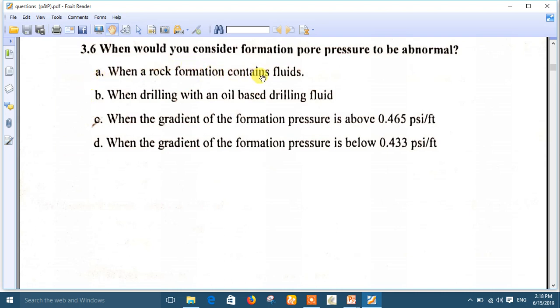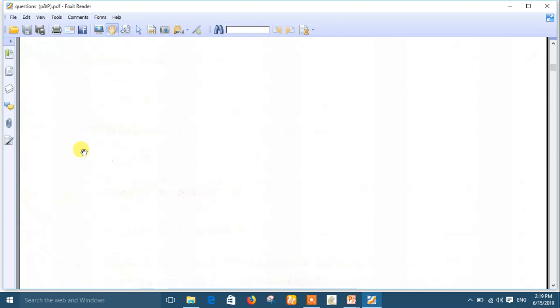When the rock formation contains fluid, has no meaning. When drilling with oil-based mud, has also no meaning. When the gradient of the formation pressure is below 0.433, this is also not the right answer. This is not the right answer. So the best answer, or the right answer here, is number C.